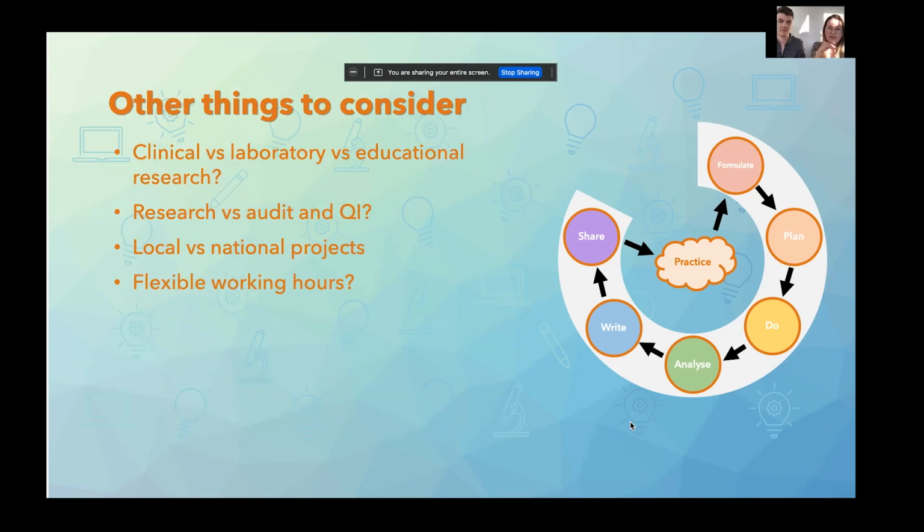Other things to consider. So is it going to be clinical research? Is it lab-based? Is it educational? So just have a little think about what interests you and what you'd be wanting to get involved with. Is it audit and QI, or is it more research? And again, we've touched on the fact that audit and QI can in some ways be easier to get into. You don't necessarily need the ethics, and it can be a lot more local, but research also is just different. So there's lots of different skills you'll get from research. So which one are you interested in going into?